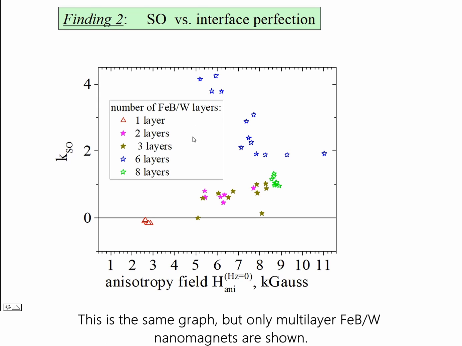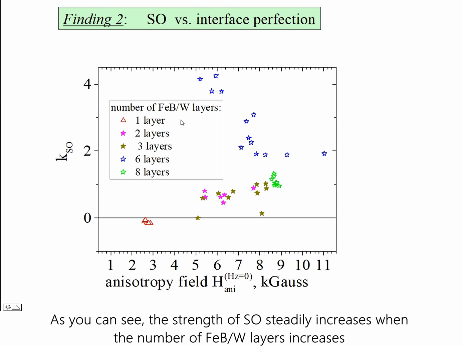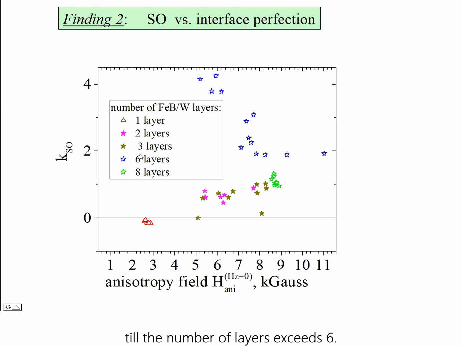This is the same graph, but only multi-layer iron-boron tungsten nanomagnets are shown. As you can see, the strength of spin-orbit interaction steadily increases when the number of iron-boron layers increases, till the number of layers exceeds 6. For larger number of layers, coefficient of spin-orbit interactions drops.